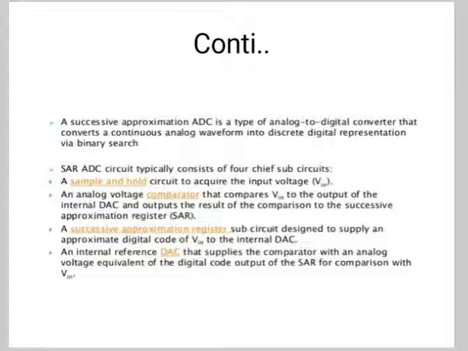The SAR ADC circuit typically consists of four chip sub-circuits: a sample and hold circuit to acquire the input voltage V in; an analog voltage comparator that compares V in to the output of the internal DAC and outputs the result of the comparison to the successive approximation register; the SAR subcircuit, designed to supply an approximate digital code of V in to the internal DAC; and an internal voltage DAC that supplies the comparator with an analog voltage equivalent of the digital code output of the SAR for comparison with V in.